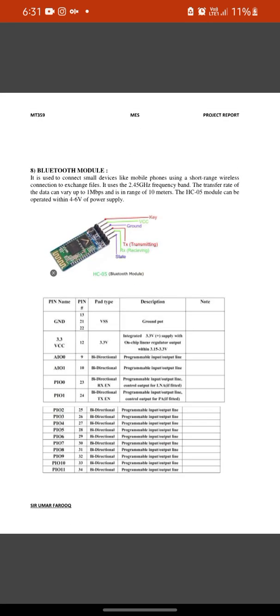Now comes the Bluetooth module. It is used to connect small devices like mobile phones using a short range wireless connection to exchange files. It uses a 2.5 GHz frequency band. The data transfer rate can vary up to 1 megabyte per second and its range is 10 meters. It will only transmit data up to 10 meters. The HC05 module can operate with a 4 to 6 volt power supply, and the data sheet of this is given. It has a bidirectional receiver and transfer pin, VSS and 3 volt, and a programmable input or output line.